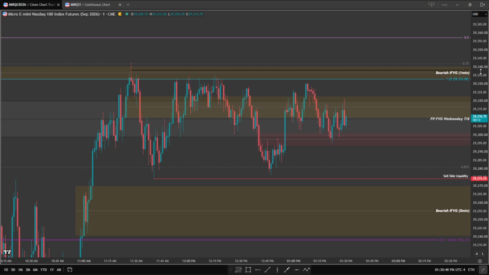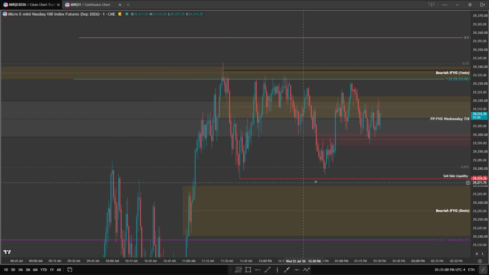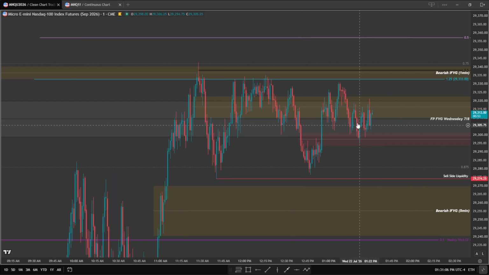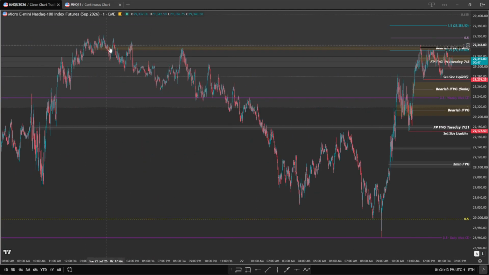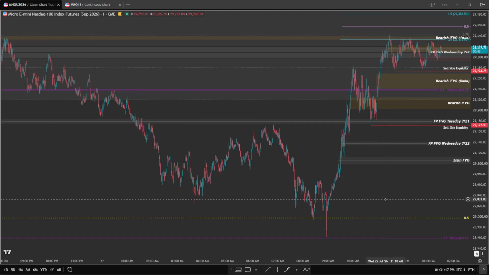This is an interesting little bull flag here. I really like the idea of taking these lows. But technically, the lunch macro's over. Lunch ends at 1:30. So is it just going to do what it did yesterday and just go sideways forever? I don't know.